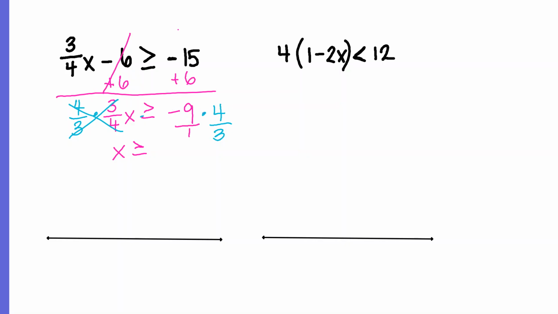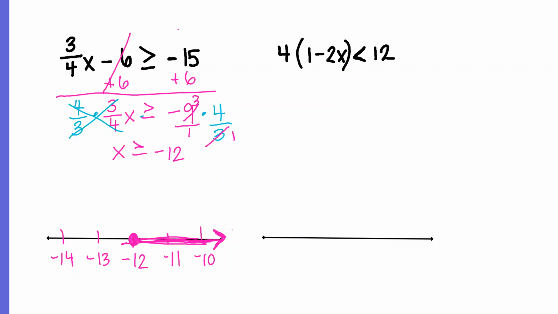I can reduce by 3's. So 3 divided by 3 is 1. 9 divided by 3 is 3. A negative times a positive means this is going to be a -12. So -12, -11, -10, -13, -14. This could be a closed-in circle, and then everything greater than it.